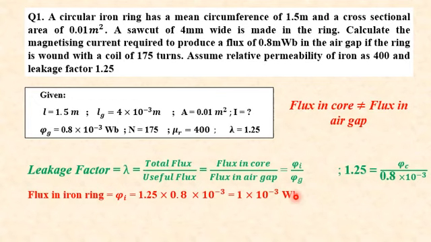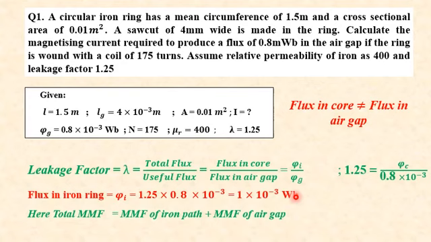So this is actually a series circuit. For a series circuit, what can we say? Total MMF will be equal to MMF of iron path plus MMF of air gap. That is total MMF, that is Ni, equal to phi i Si plus phi g Sg. Here flux is different. Flux in core is different from flux in air gap. Now our aim is to find the magnetizing current I. For that we need to find Si as well as Sg. So that is the next step.